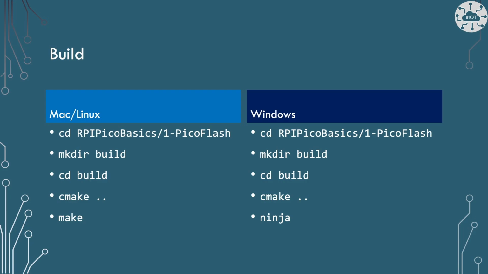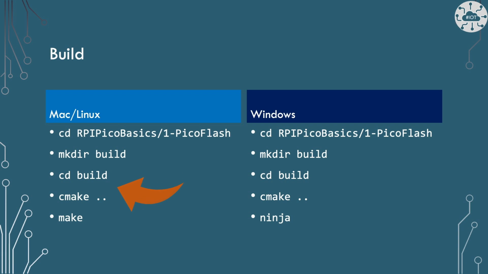The build processes are slightly different between Mac or Linux and Windows, but actually pretty much the same. It's just getting CDing into the folder. Within this RPI Pico Basics project I've got online, I've got lots of sub-projects. The one we're going to talk about in this video is one Pico Flash, because it's just going to flash the Pico. So within that folder, we can CD into it, we need to create a directory called build, and then move into that directory with the CD command.